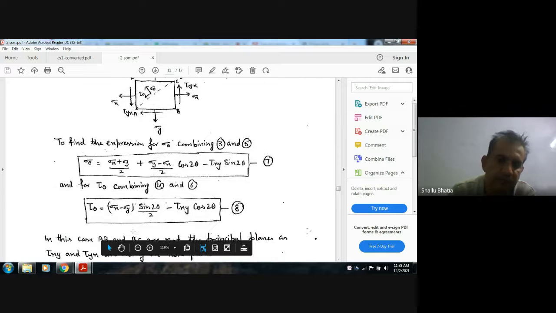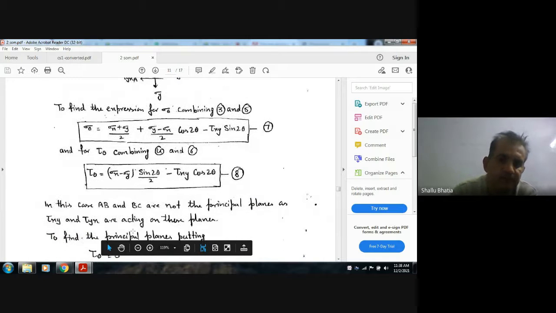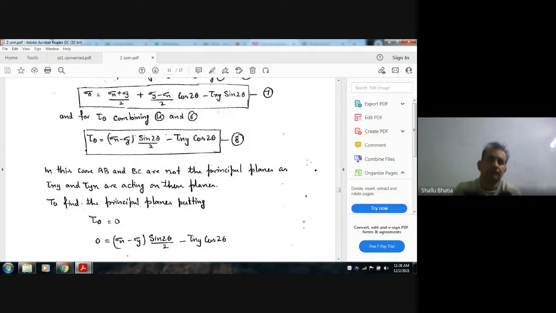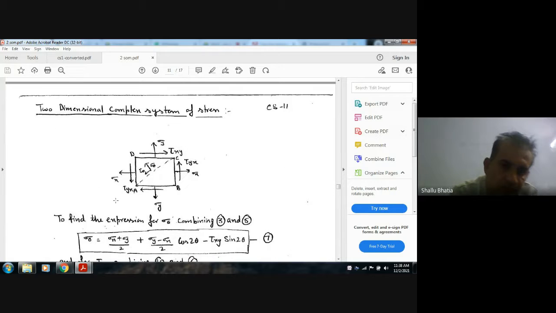Okay, similarly combining 4 and 6, we can write out tau theta. So if we put theta is equal to 0, then we'll find out there will be sigma y at theta equal to 0 and shear stress will be tau yx. So these are not the principal plane. This is not the principal plane because shear stress is acting on this plane.